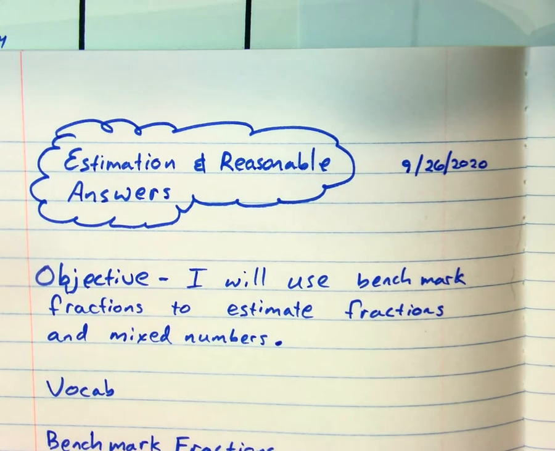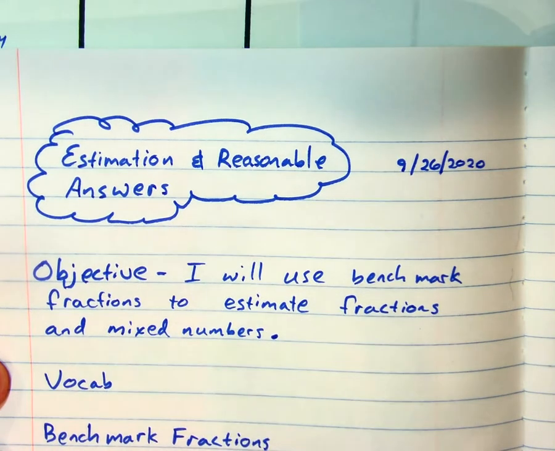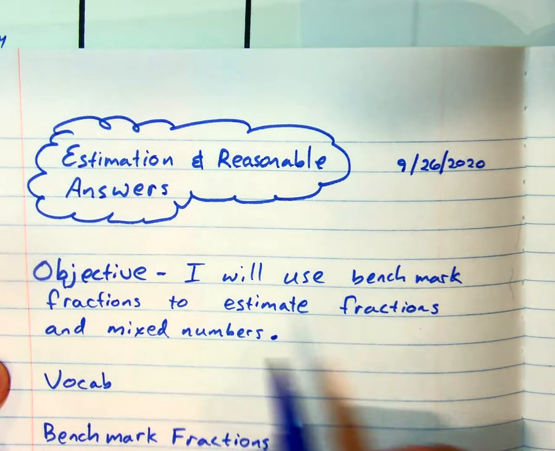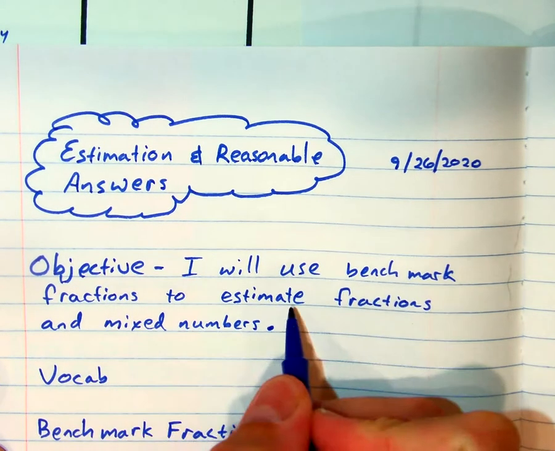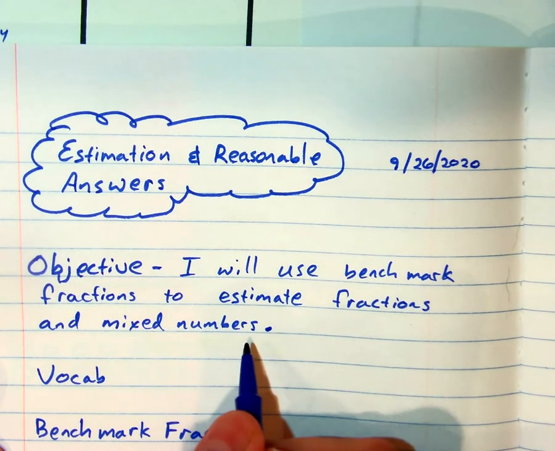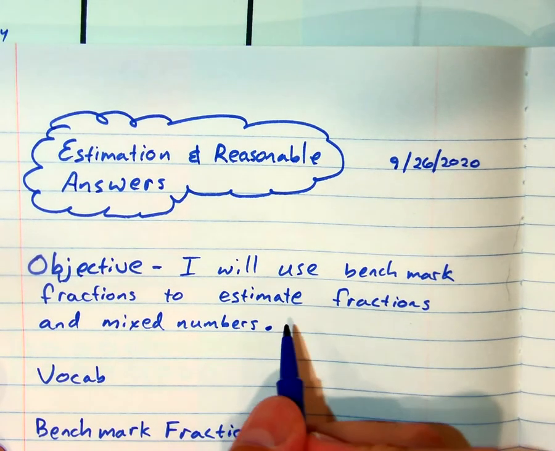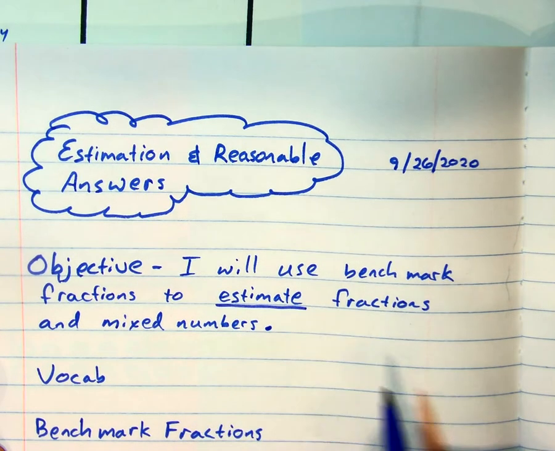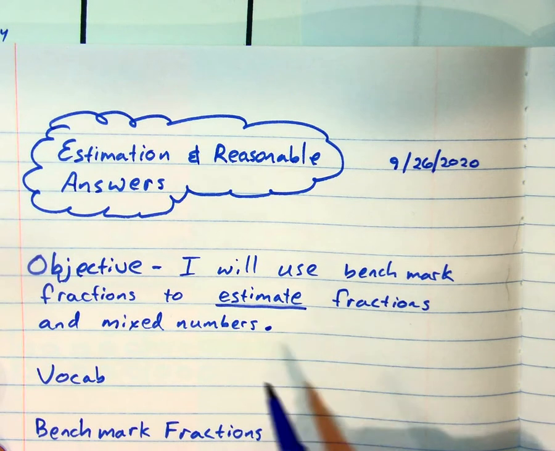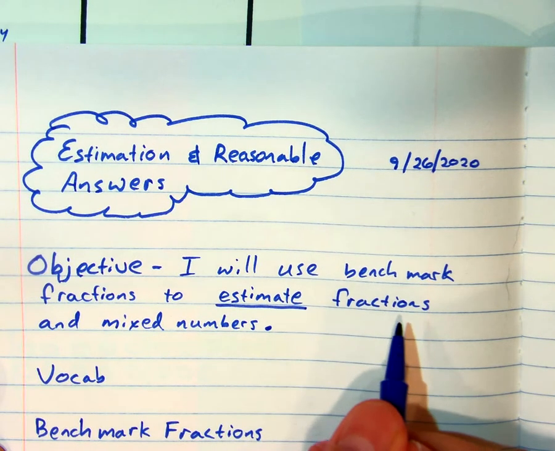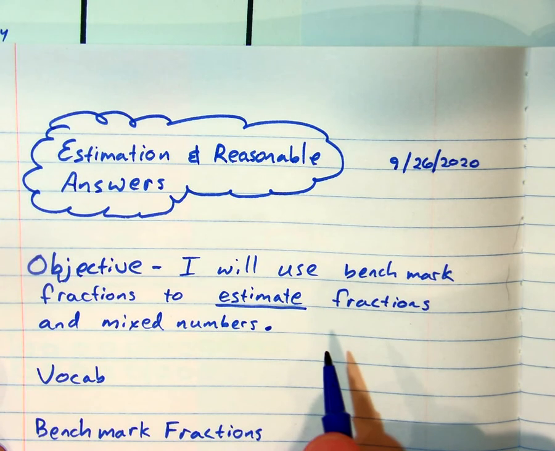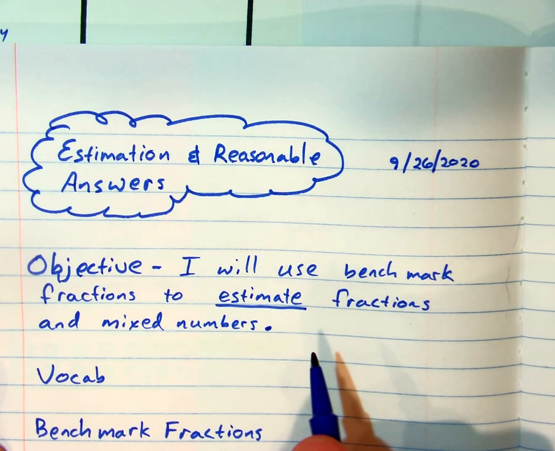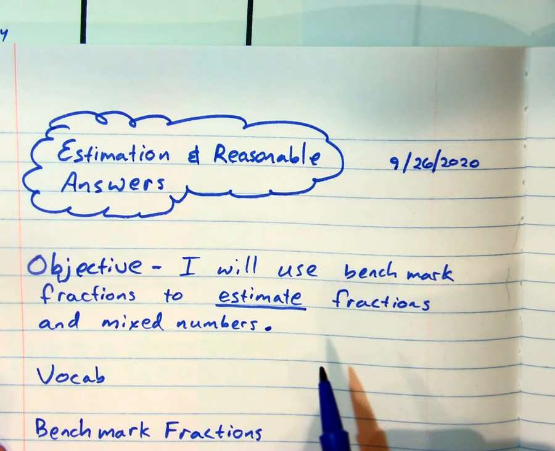Estimation and reasonable answers. Now, if we look at our objective, I will use benchmark fractions to estimate fractions and mixed numbers. Once we have these estimates, and when I say estimate, I mean about, something that's close to. Once we have these estimated fractions and mixed numbers, you will add or subtract and see what your answer should be close to. So read it with me.